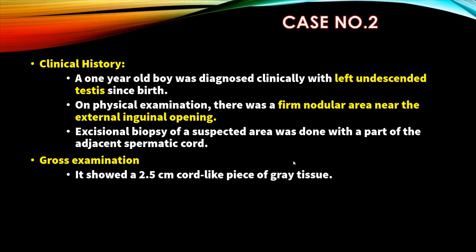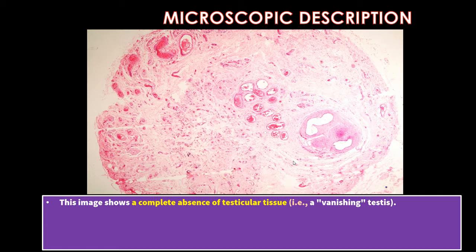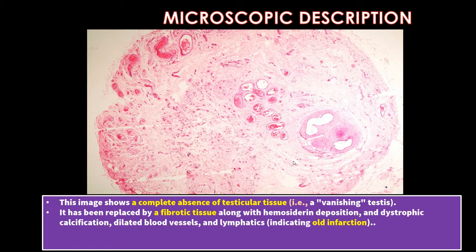Gross examination, it showed a 2.5 centimeter cord-like piece of gray tissue. Microscopic description, this photo shows a complete absence of testicular tissue, vanishing testis. It is a missing testis.